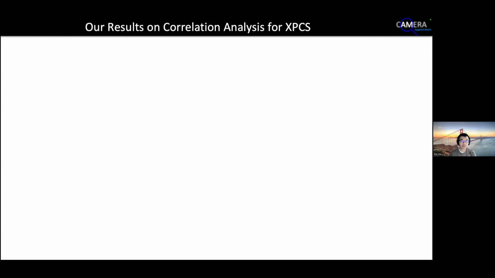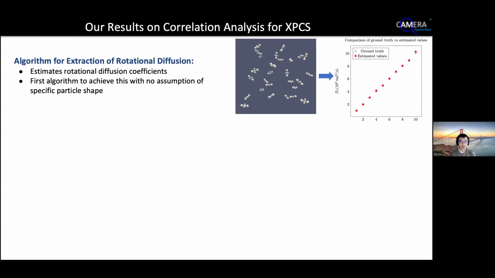To kick off the presentation, let me first give you a brief introduction to our works on correlation analysis for XPCS. The first is an algorithm for extraction of rotation diffusion. We call this algorithm multi-tiered estimation for correlation spectroscopy, in short, MTEX. We will get to the mathematical details of this algorithm later.